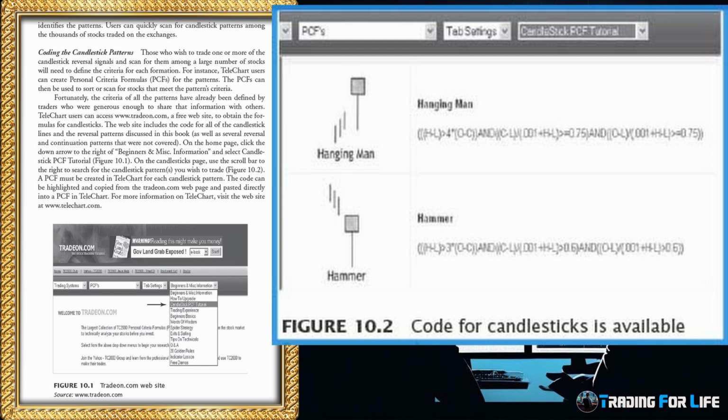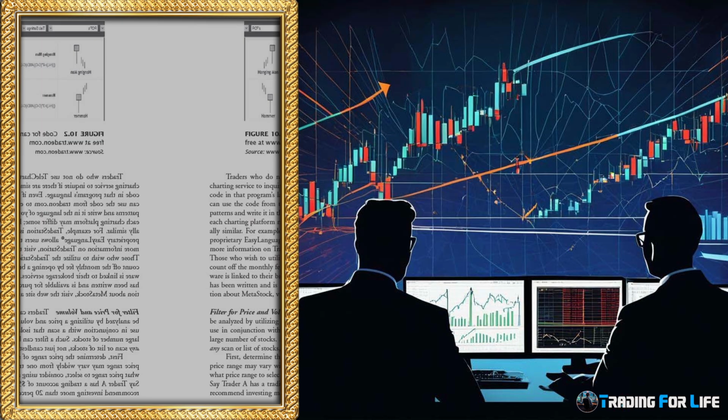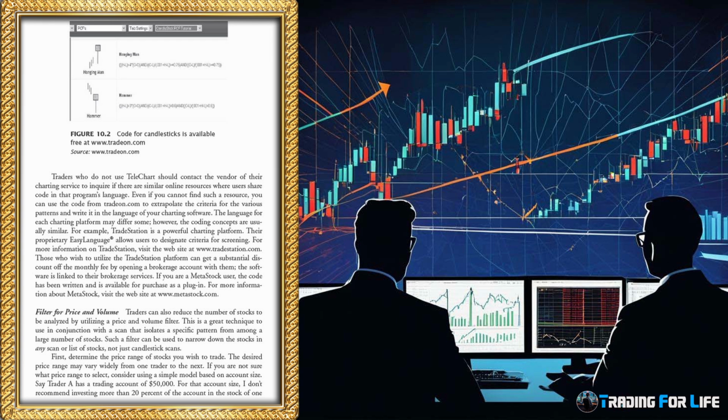For more information on TeleChart, visit the website at www.telechart.com. Traders who do not use TeleChart should contact the vendor of their charting service to inquire if there are similar online resources where users share code in that program's language. Even if you cannot find such a resource, you can use the code from tradion.com to extrapolate the criteria for the various patterns and write it in the language of your charting software.